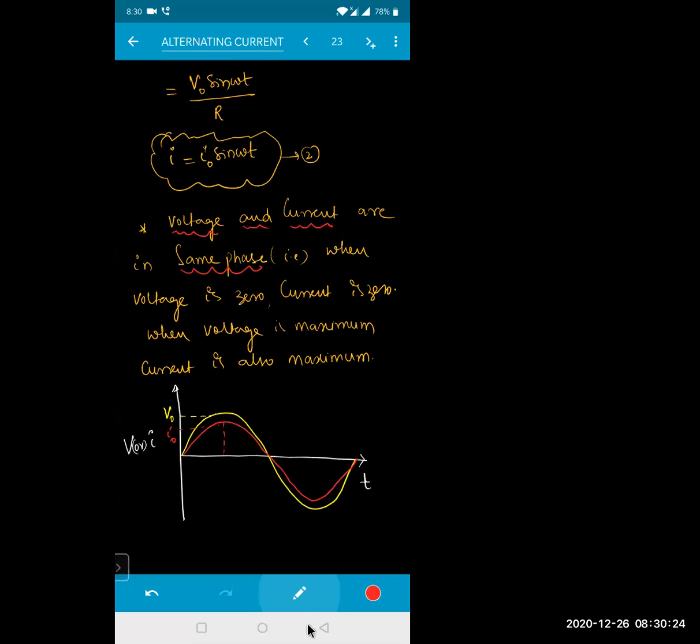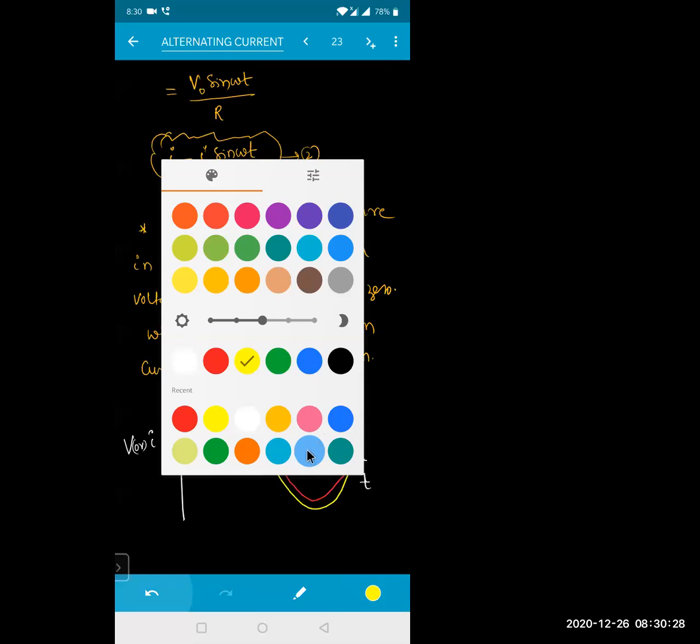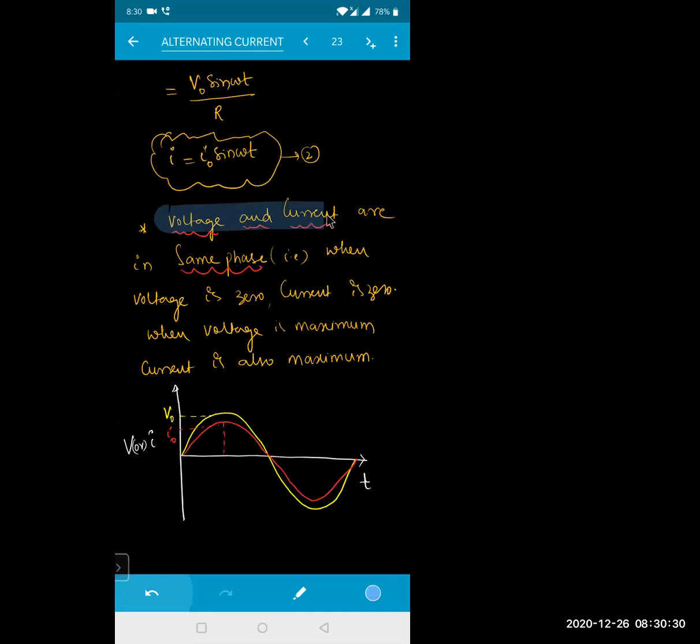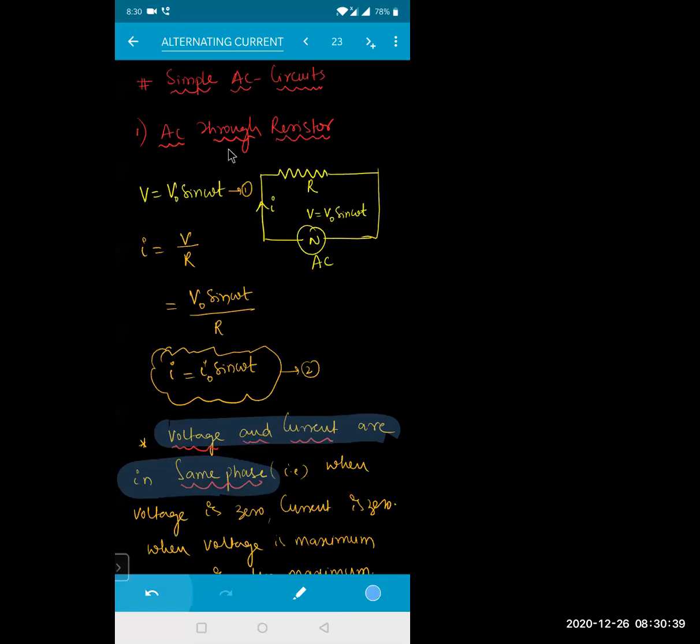This is the thing which you need to remember for your examinations, beta. Voltage and current are in the same phase for the given condition. Clear? So when alternating current is passing through a resistor, there is no phase difference between the voltage and the current. Whatever term we get after the sine, that is sine plus something, represents the phase, which you already know from SHM.